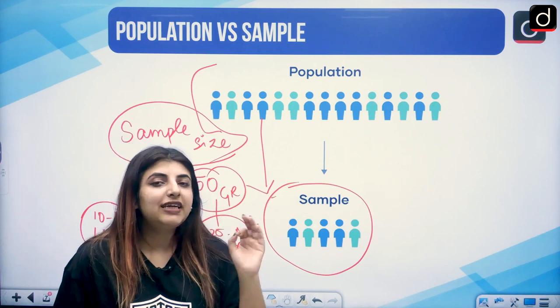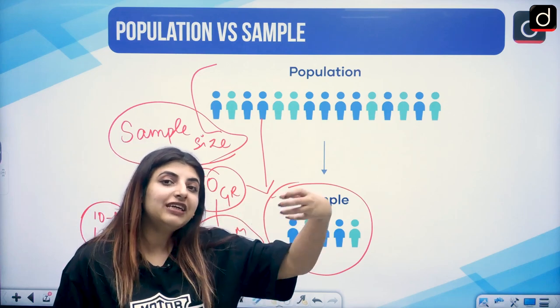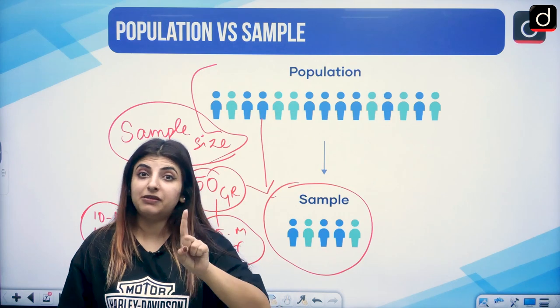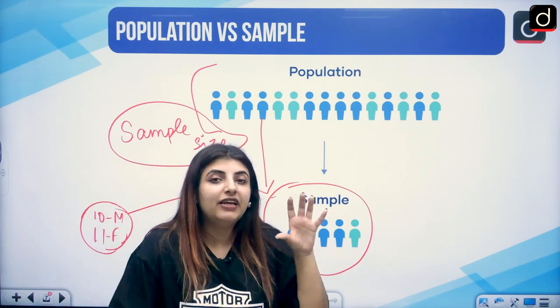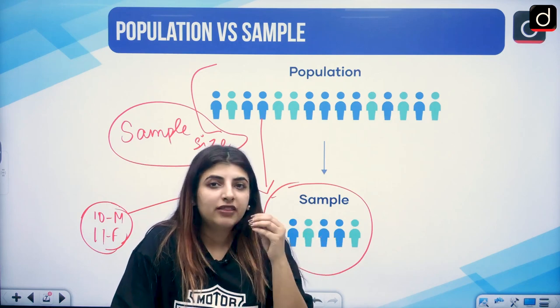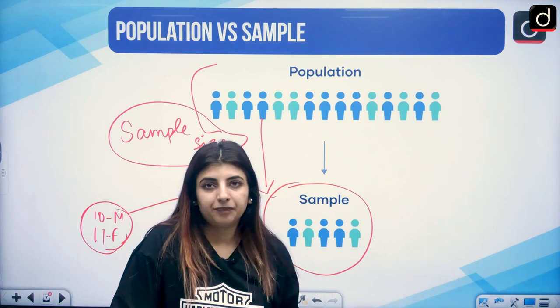So this is what I mean, and this has been asked from the net perspective: the larger the size of the sample, the less error we can see in the sample.